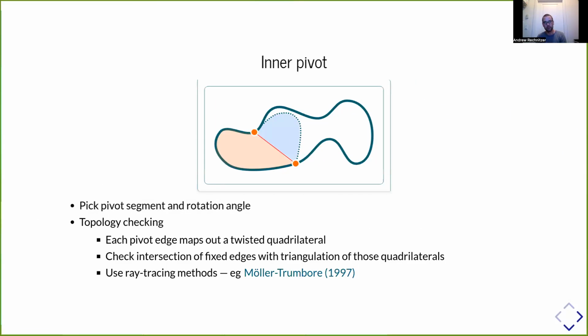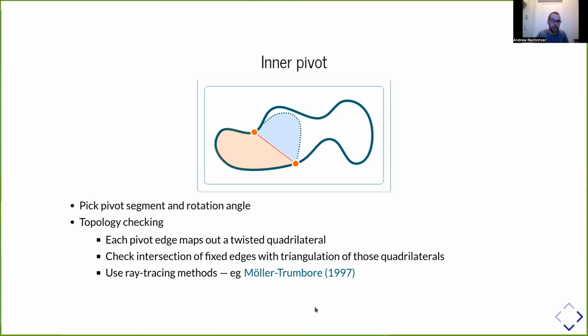Okay. The topology checking, the way that we do this, and I think this is something that Richard would have enjoyed. So when you do that pivot, you have a starting position of each edge and a final position of each edge. And that edge, as it moves from its initial position to its final position, maps out a twisted quadrilateral. And you check the intersection of that edge with every other edge in the polygon by triangulating that quadrilateral. So it turns into two possible triangulations. And we use methods from ray tracing to do that.